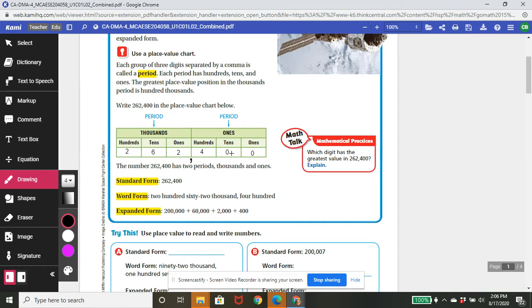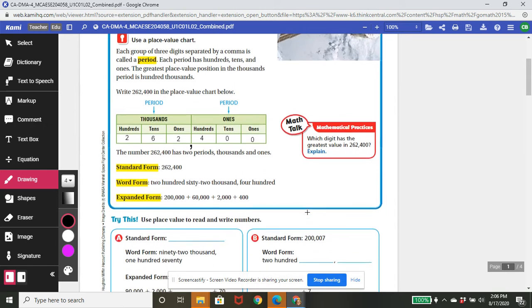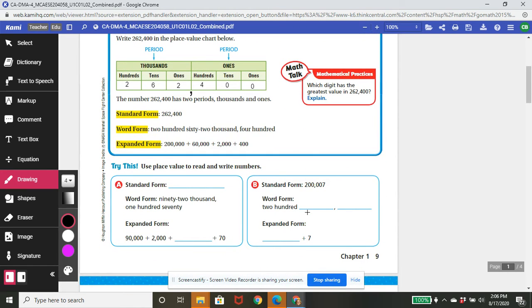Now because there's nothing in the tens and nothing in the ones, I wouldn't add that on. If we were to add these together, it would add up to 262,400. So let's put this into use, okay? Most of your questions are going to give you one kind of form, and they want you to put it into the other kinds of forms.